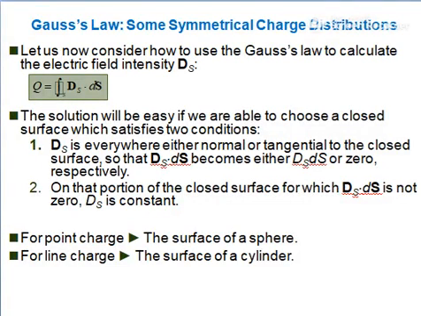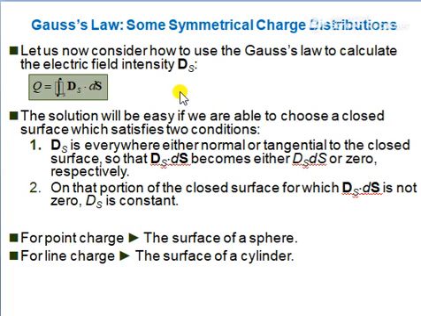Hello students, in the previous lecture we discussed Gauss law and proved it using the point charge distribution. So here we will see some more examples of Gauss law for some symmetrical charge distributions. Gauss law can be used to determine E or D for symmetrical charge distributions such as point charge, infinite line charge, infinite sheet charge and spherical distribution of charge.